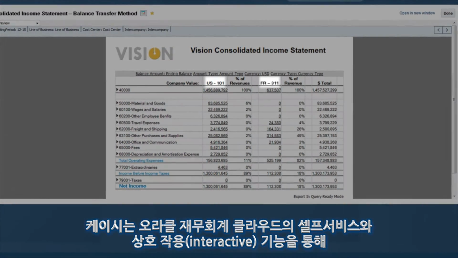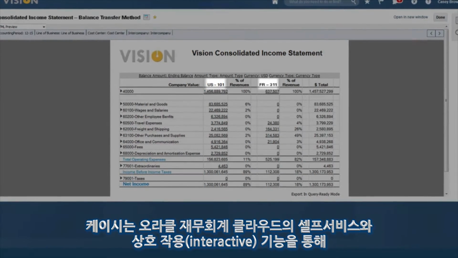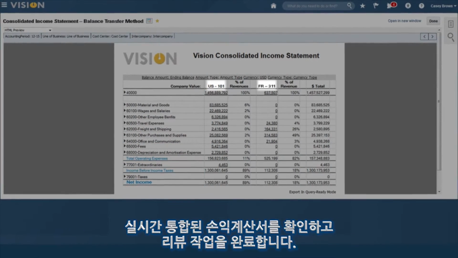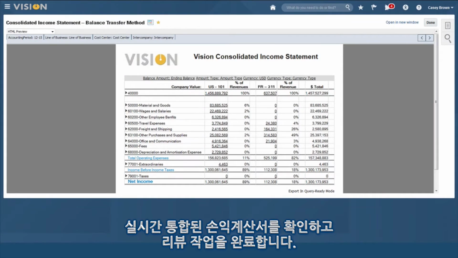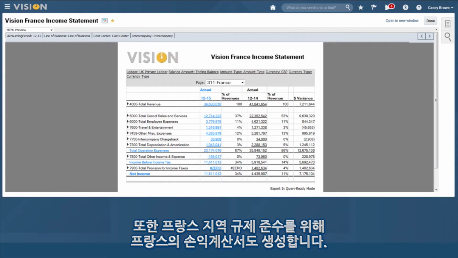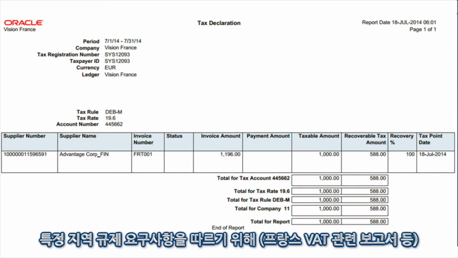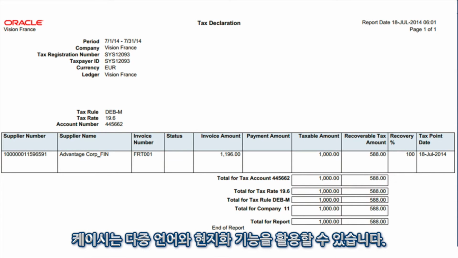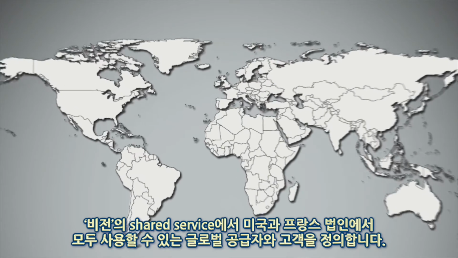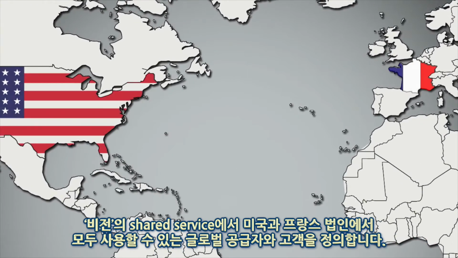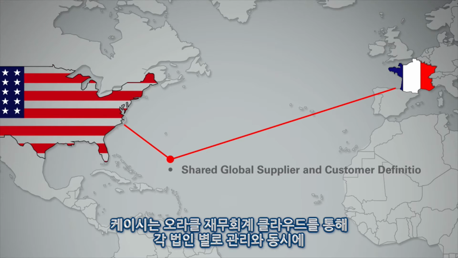Casey completes his review by using the self-service and interactive capabilities of Oracle Financials Cloud to view the real-time consolidated income statement. He also generates the France income statement to comply with local reporting requirements. To fulfill local and regulatory requirements, Casey takes advantage of the multi-language and localization support, such as the deductible VAT declaration report for France. Vision's shared services define global suppliers and customers for the US and France entities to share, while still providing local control to each legal entity.